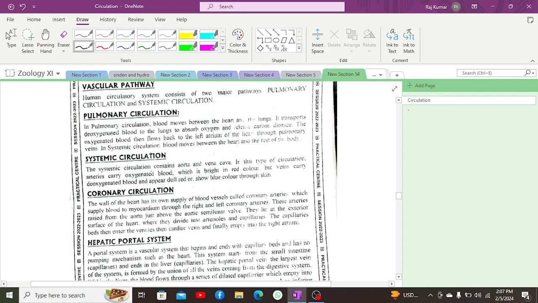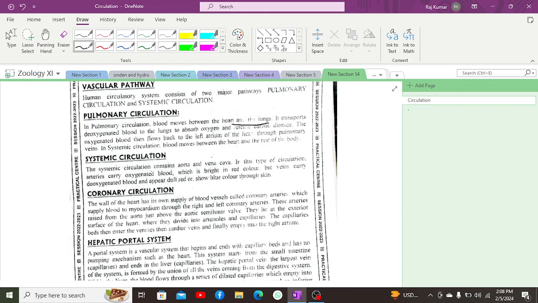Here we have the vascular pathway. Vascular pathway basically consists of two parts: pulmonary circulation and systemic circulation. In pulmonary circulation, blood moves from the heart to the lungs, and in systemic circulation, from the heart to the body and from the body to the heart. Pulmonary circulation transports deoxygenated blood to the lungs to absorb oxygen and release carbon dioxide. The oxygenated blood flows back to the left atrium of the heart through the pulmonary veins. The transfer of blood from the right ventricle to the lungs through the pulmonary artery was previously explained.